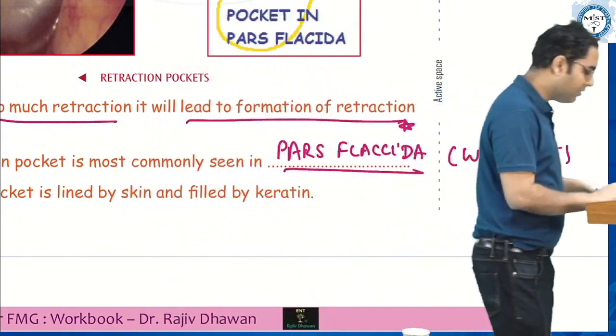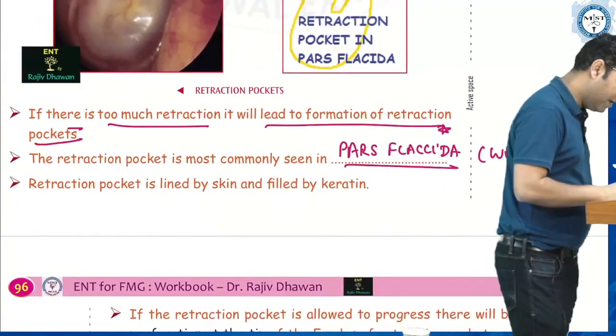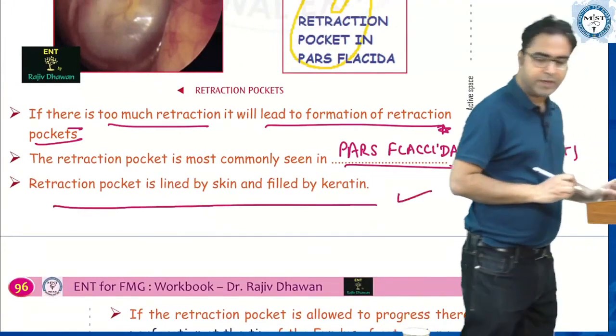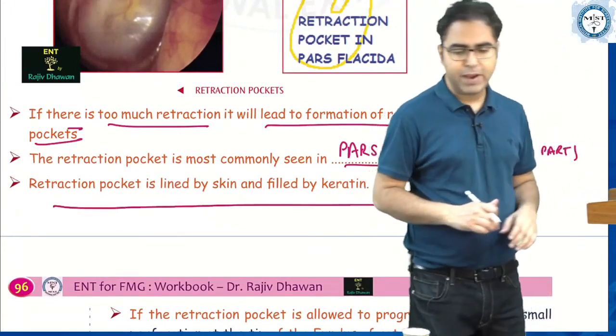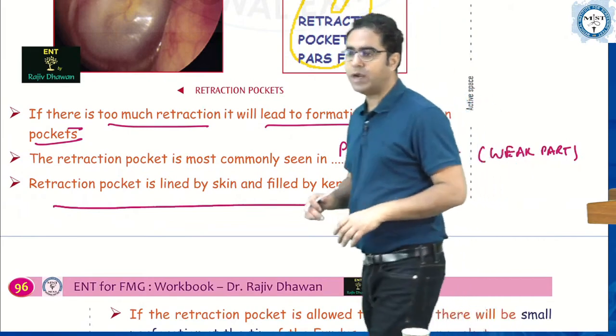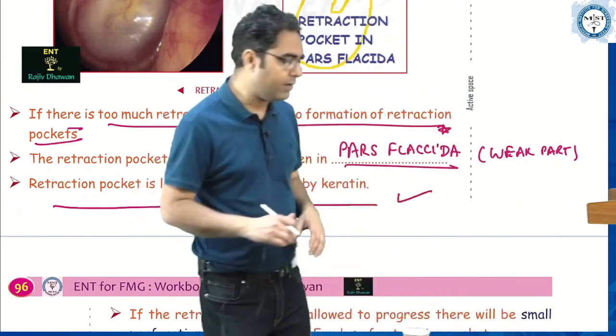Now, a retraction pocket is lined by skin. It is filled by keratin. Retraction pocket is lined by skin, filled by keratin.